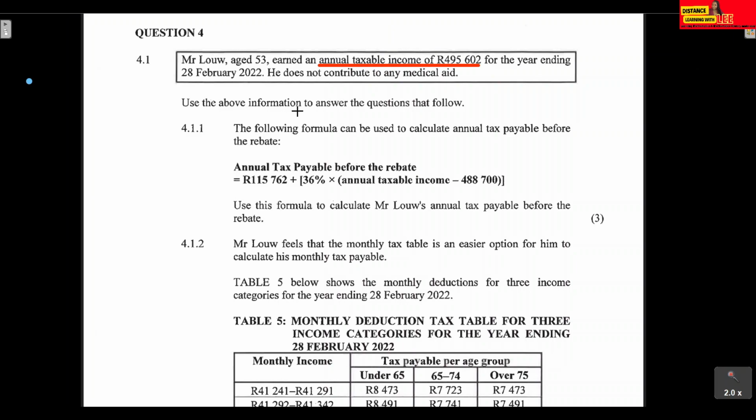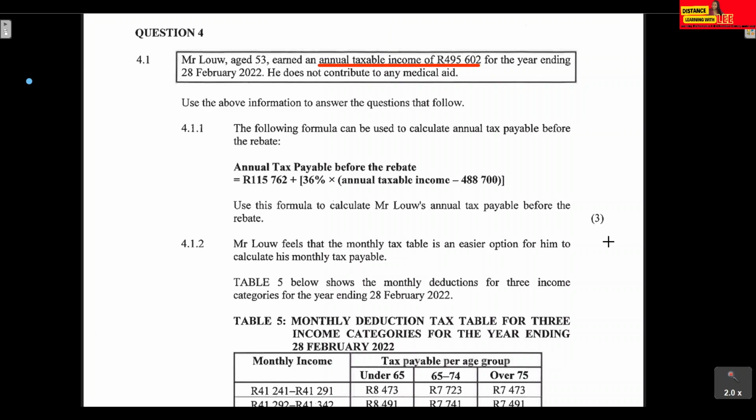It says use the above information to answer the questions that follow. Question 4.1.1. The following formula can be used to calculate the annual tax payable before the rebate. Okay, so we are told that we can basically use this formula to calculate the total tax or the annual tax payable before we basically subtract the rebates. Okay, so this question is nice and easy because we're already told which formula we're supposed to use.